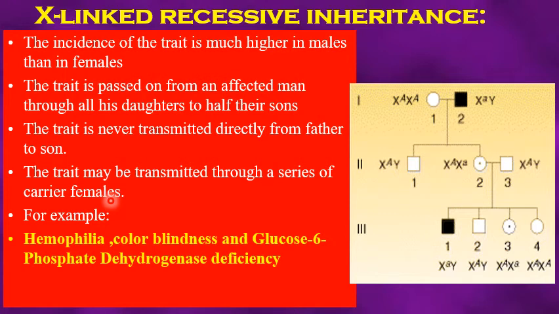For example, hemophilia, color blindness, and glucose-6-phosphate dehydrogenase deficiency, G6PD. This pedigree shows the affected male transmitted the disorder to his daughter, and in the F2 generation, the carrier female transmitted the disorder to half of her sons.